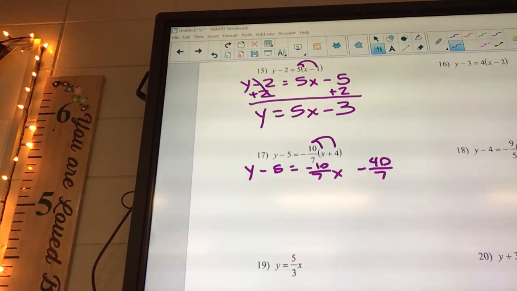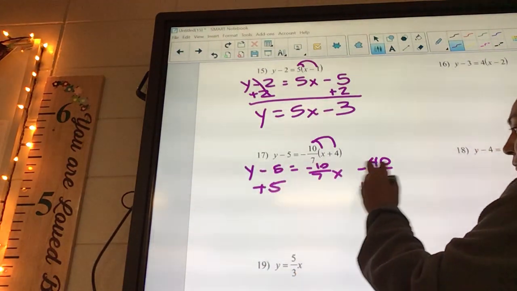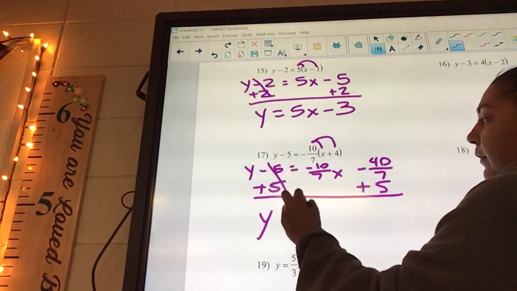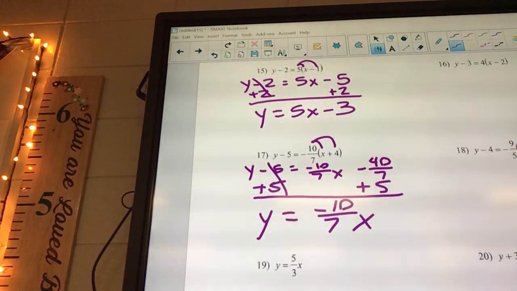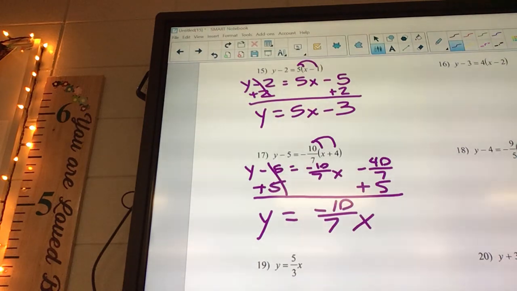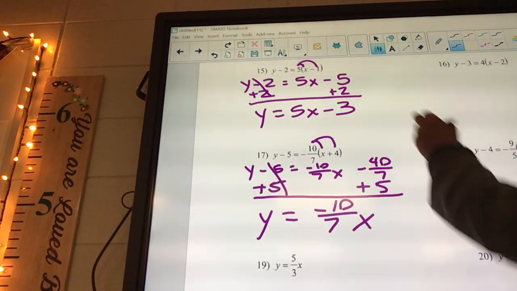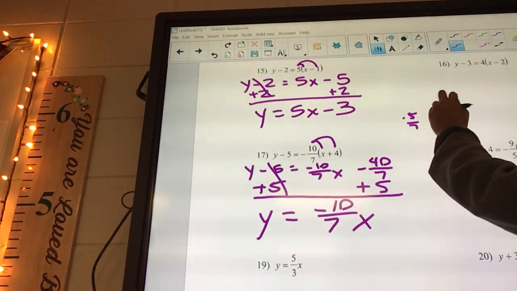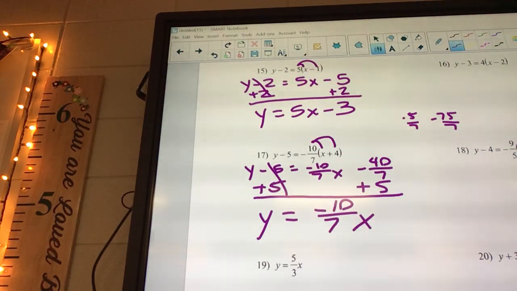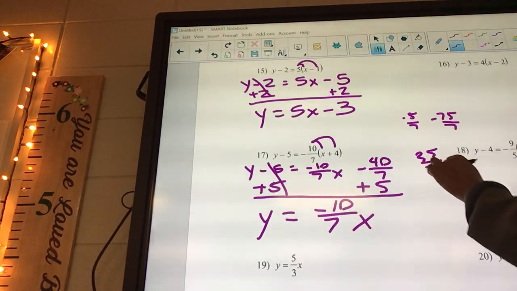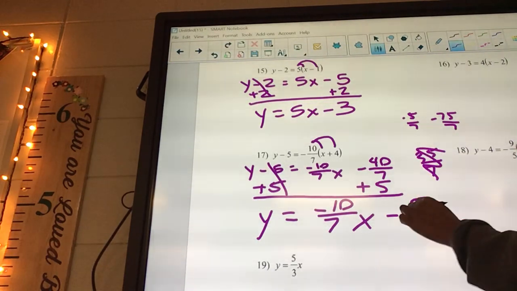Okay, and then if you still have that fraction on your calculator, you can hit plus 5. I got negative 10 over 7x. What is negative 40 over 7 plus 5? Negative 5 over 7? Somebody agree? It is going to be negative 5 over 7.